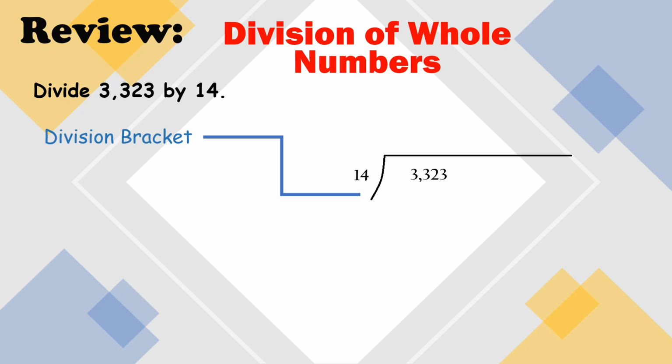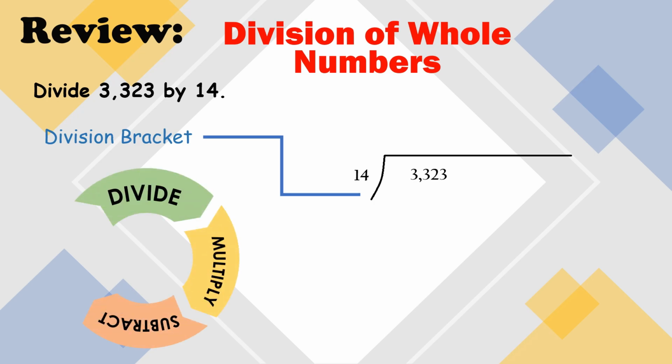After this, all you have to do is use the division cycle. It is a cycle composed of operations that you use when dividing using a division bracket. First, we have divide, then multiply, subtract, bring down, then go back to divide, multiply, subtract, bring down. We're going to divide 33 by 14, and that will be 2.